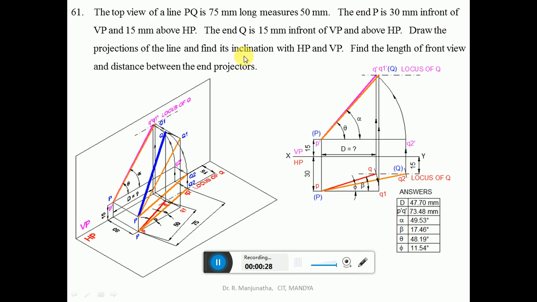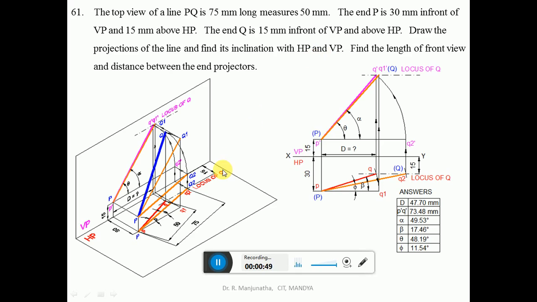So we need to find out the inclination with respect to HP and VP, that is theta and phi, and also the length of the front view, which is P dash Q dash, and also the distance between the end projectors, and also the alpha and beta, that is apparent inclination with respect to HP and VP.